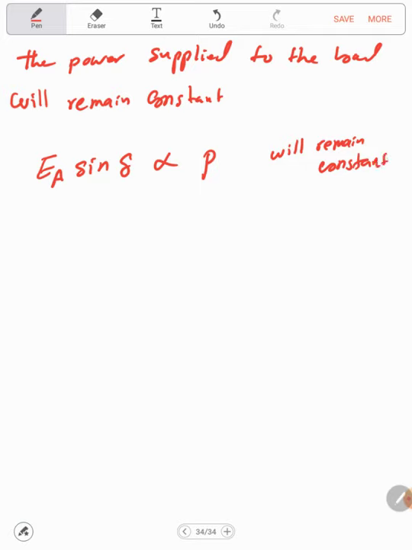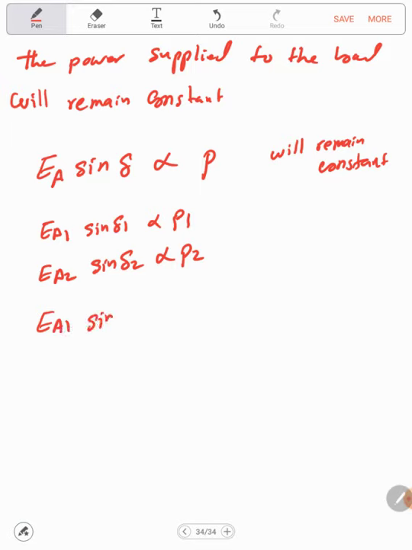So from here we can say EA1 sine delta 1 is proportional with P1. So EA2 sine delta 2 is proportional with P2. Taking the ratio, EA1 sine delta 1 over EA2 sine delta 2 is equal P1 over P2.